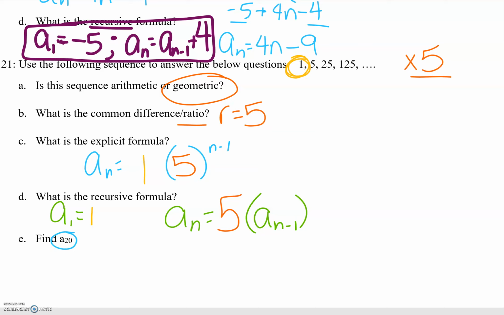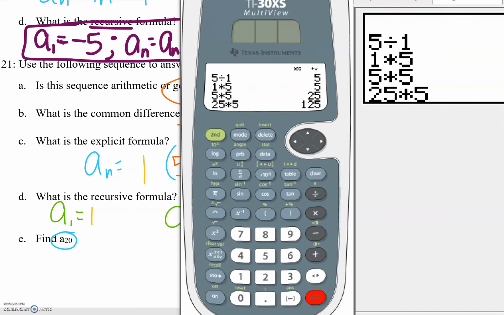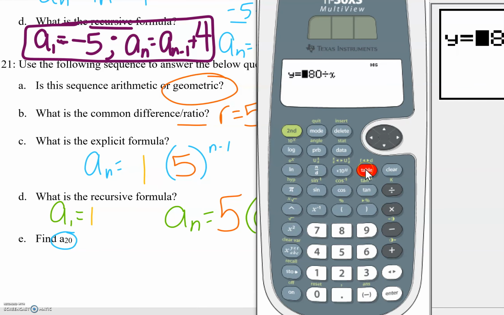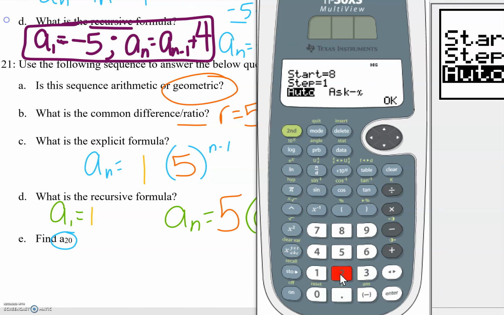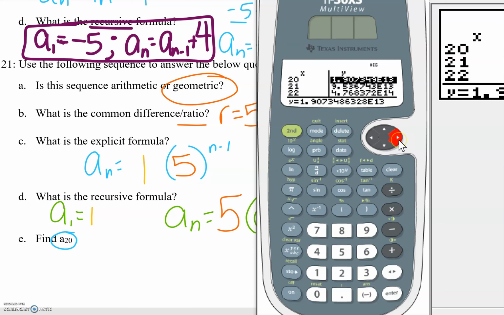Next question says the 20th term. Well, I have an equation, and I have a lovely table that'll tell me these interesting things about that. So I'm going to do 1 times 5 to the x minus 1, and I'm going to go to my 20th term, and I see that that's going to be a ginormous 1.9. Yeah, but that's a 1.9 with an e at the end, so pay attention to that.